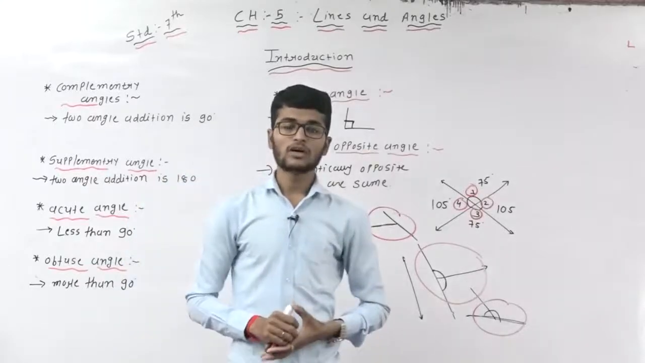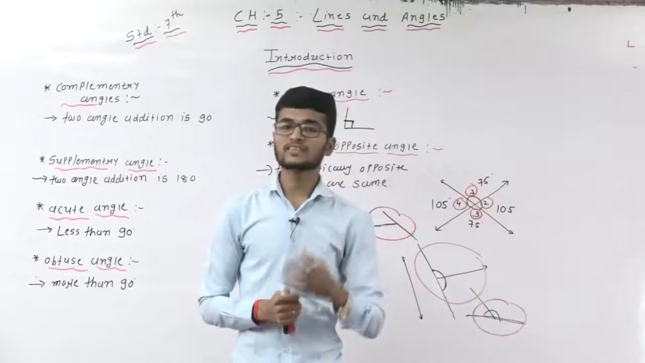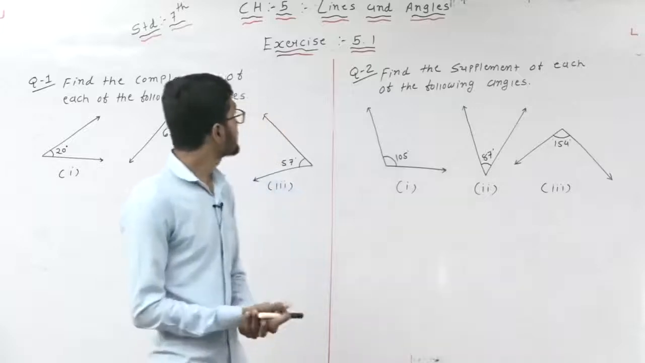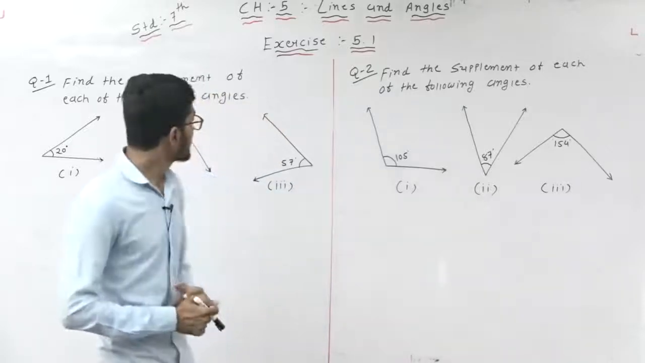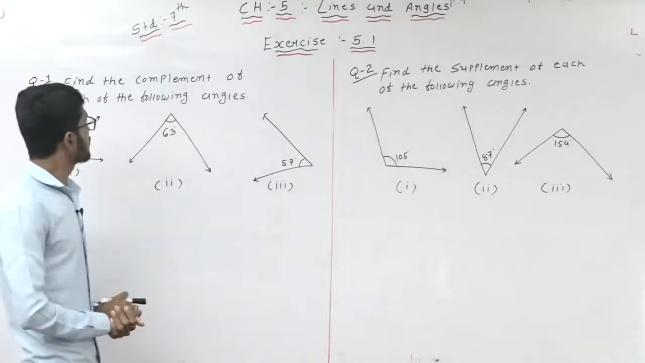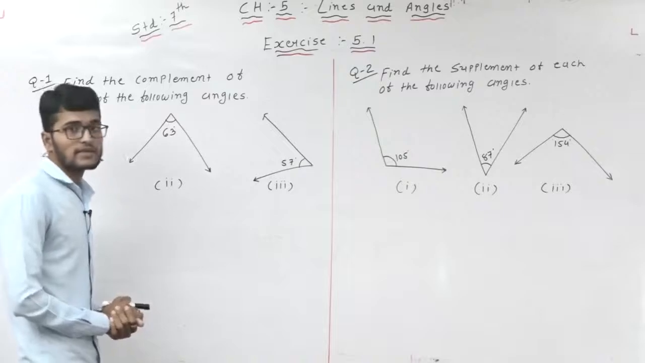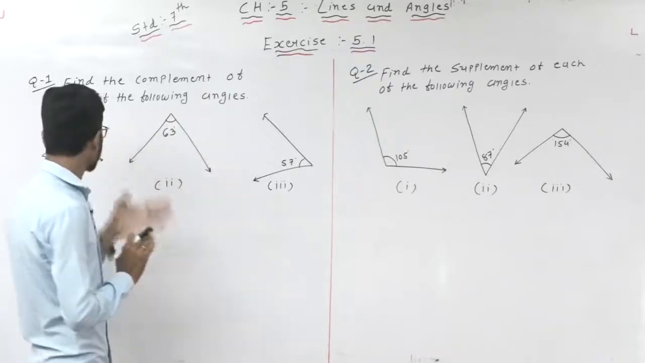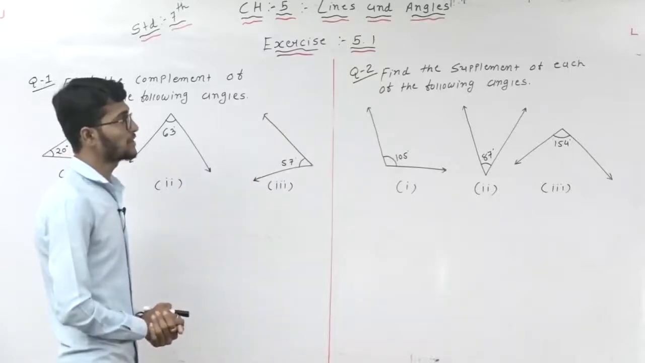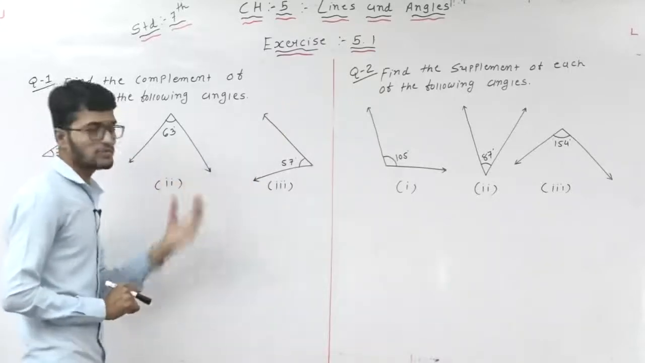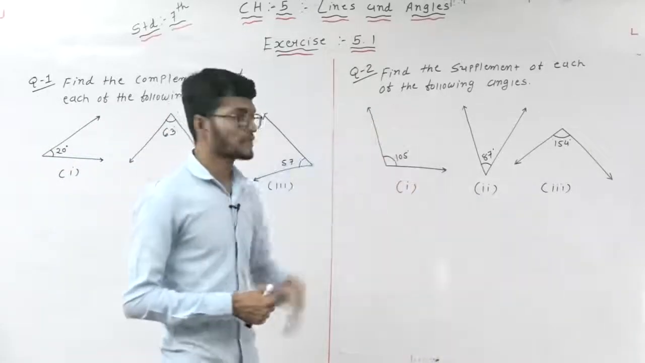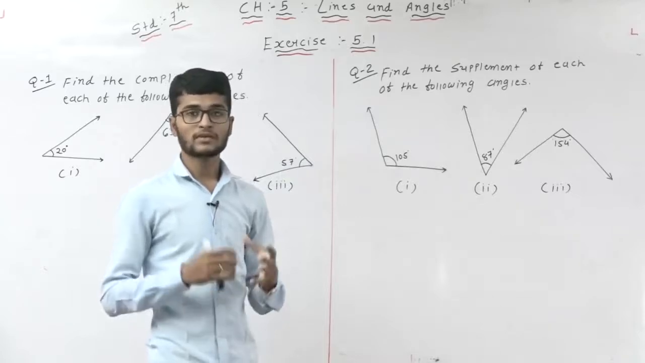Now our next topic is exercise 5.1. In exercise 5.1, 2 questions are given. The first question: find the complementary angle of each of the following angles. The second question: find the supplementary angle of each of the following angles. So dear students, in the first question we find the complementary angles of the given angles, and in the second question we find the supplementary angles of the given angles.